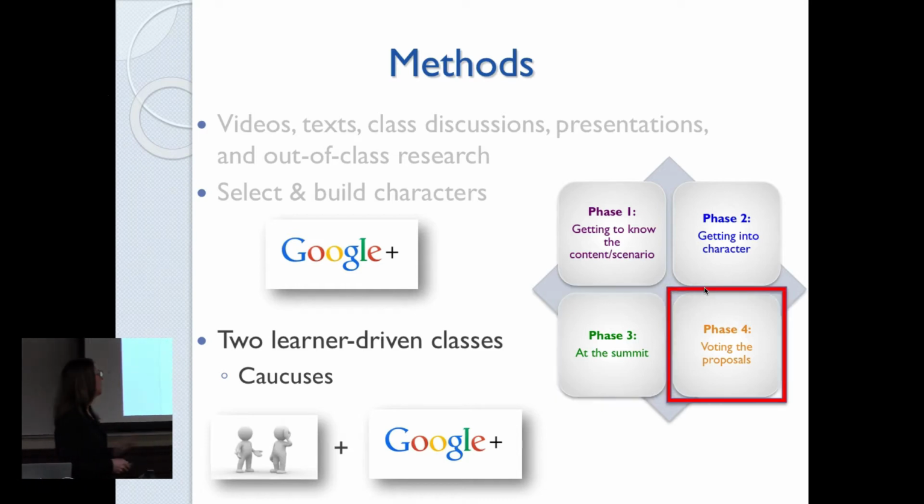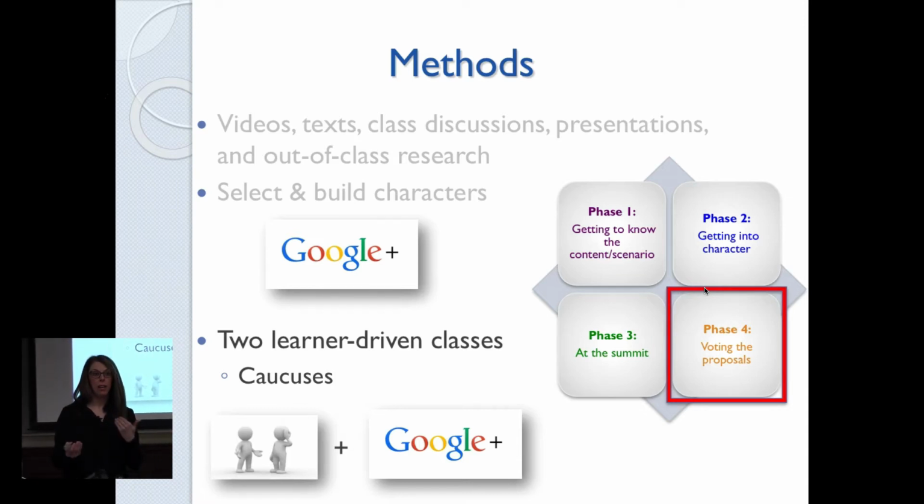So they were trying to solidify alliances, trying to convince people to come to their side, things like that. And then the final class was them finalizing and voting on the proposal. If it aligned with their character's agenda, they would vote for, and if not, they would vote against.